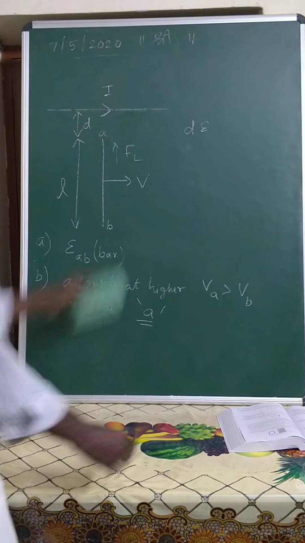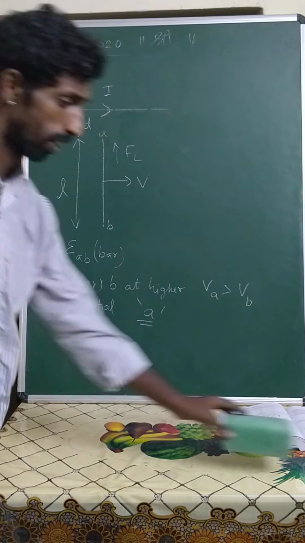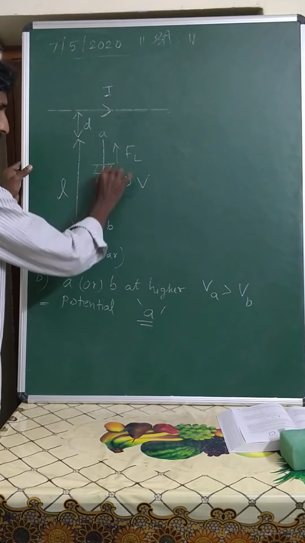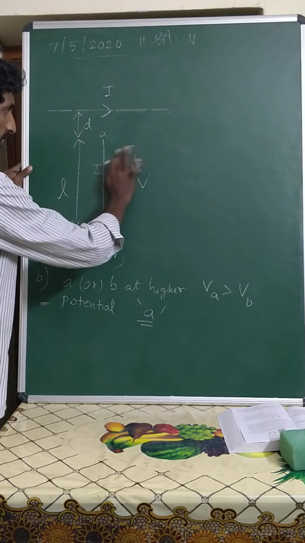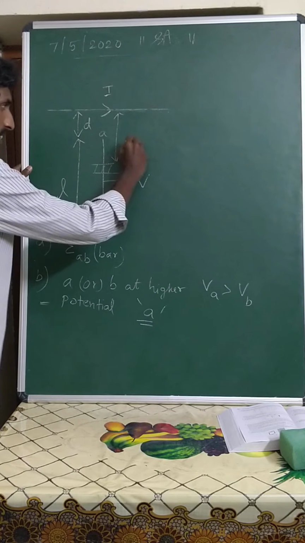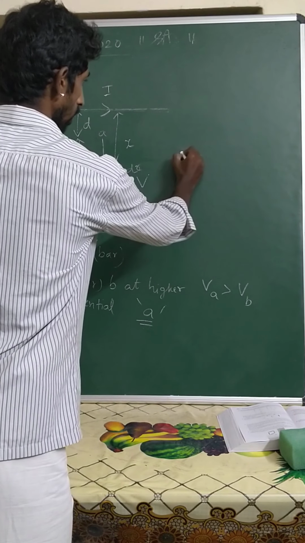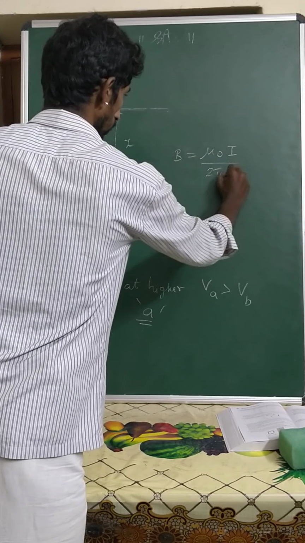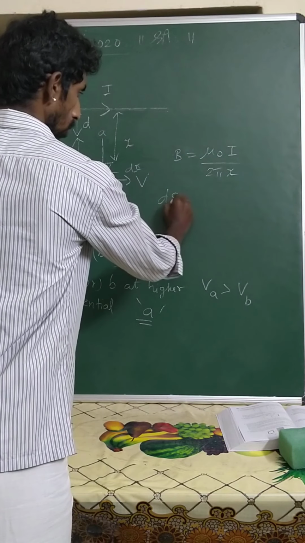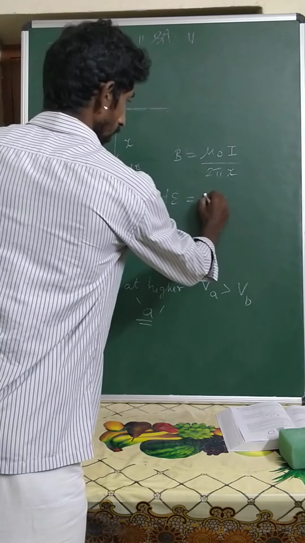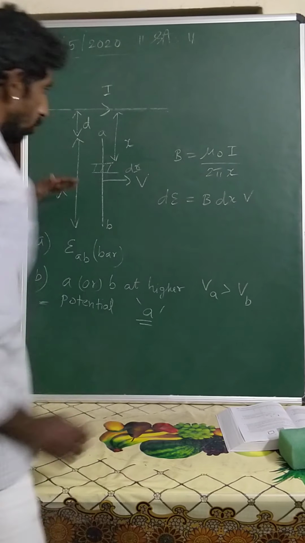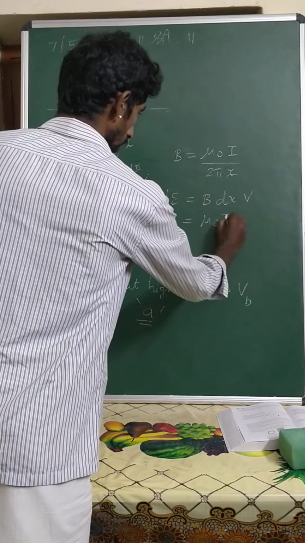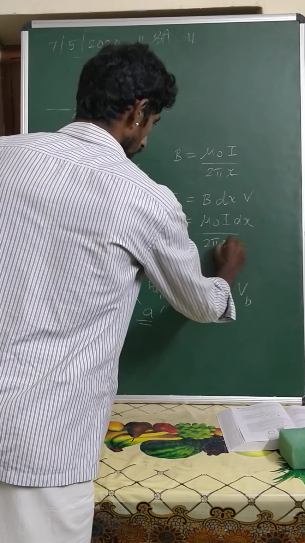Now for the first part, how much electromagnetic induced EMF will there be? First we consider a small segment of the rod. I consider this as dx, and this distance as x, and we know that the magnetic field B is equal to mu naught I by 2 pi x. The small amount of EMF will be B L V, so B into dx into V. V is in this direction, and both are perpendicular, so sin 90. So dE will be mu naught I dx by 2 pi x into V.